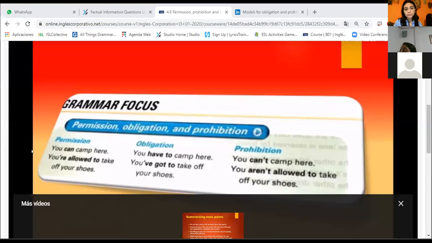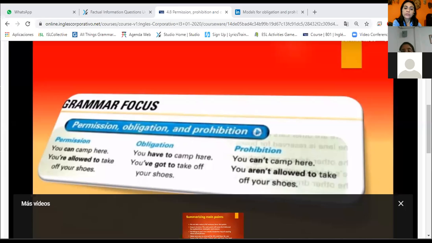All right, so guys, we're going to be talking today about permission, prohibition, and what's the other one? Obligation. All right, so we have those three. Study the platform on that topic. All right, so I just want to share this. Can you see it? Yes, I am sharing. Okay, you can see my screen. So we have here permission, obligation, and prohibition.